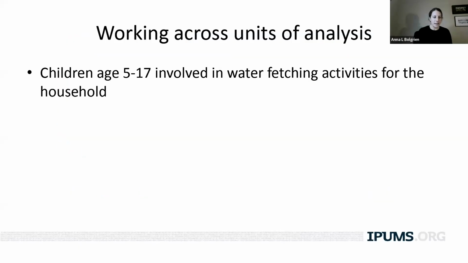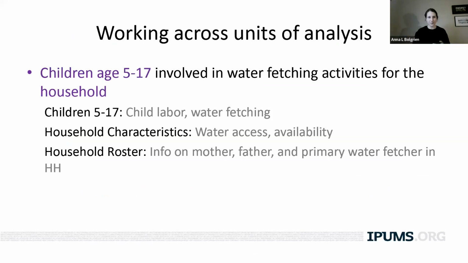Another example is thinking about a research question that might connect the children age 5 to 17 to some household characteristics about how that child might be involved in water fetching activities for the household. So to think about this question, we wanted to know how children 5 to 17 were being involved with child labor and water fetching activities on the 5 to 17-year-old unit of analysis.